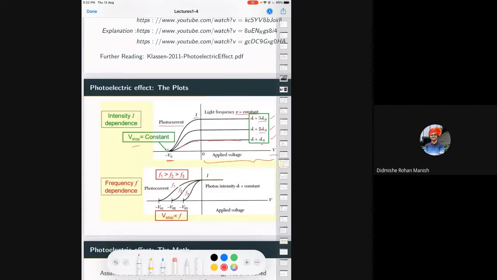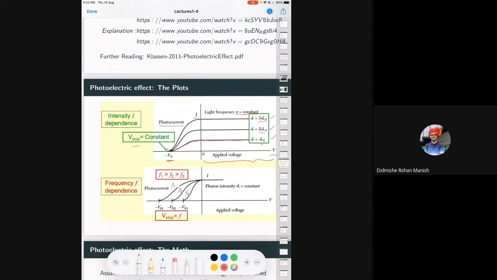So when we consider all three plots, we see that the amount of current increases when you increase the intensity. For the lowest intensity, it's this much. Then when it's doubled, the current roughly doubles. And then when it's 3 times, the current is also 3 times. Okay. But the stopping potential remains the same. Okay, so this was one set of experiments. The intensity dependence experiments, let's call them.